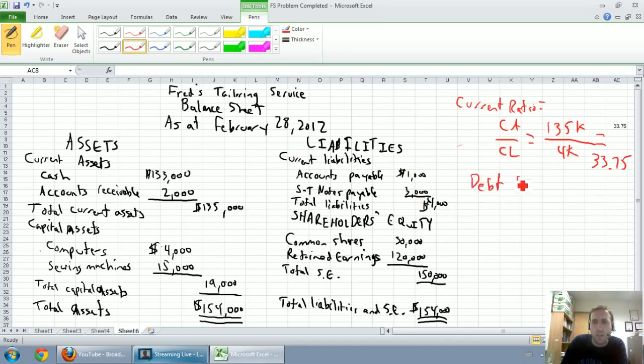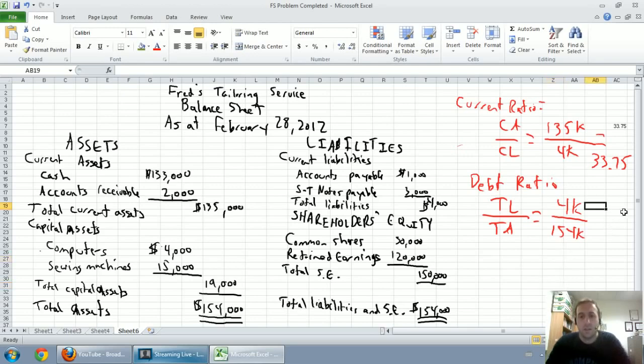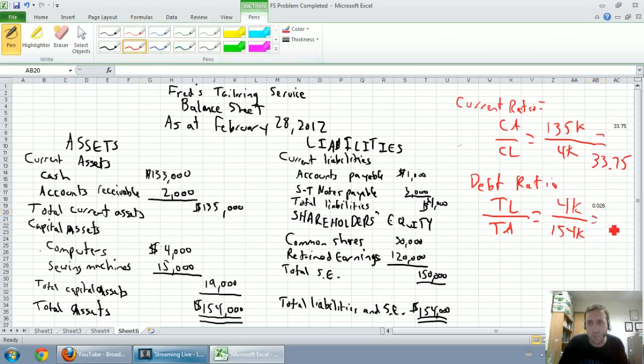Next is our debt ratio. And debt ratio is total liabilities divided by total assets. And debt ratio is generally going to be a percentage. So our company's total liabilities here was 4, the same as our current liabilities, and our total assets is 154. Again, I'm going to have to calculate this in Excel here. Equals 4 over 154. It's 0.026. So let me just grab the pen. Equals 0.026 or 2.6%. So what this tells us is the percentage of the company that's owned by our creditors. So if I were to take all of my assets and pay off all of my liabilities, it would take 2.6% of my assets to pay my liabilities.